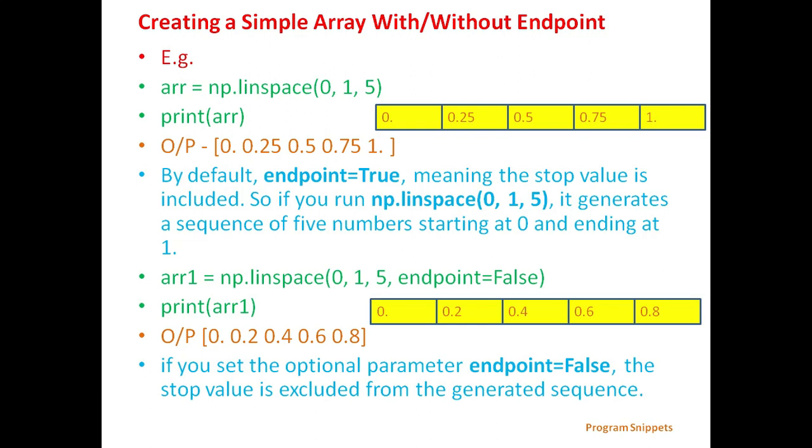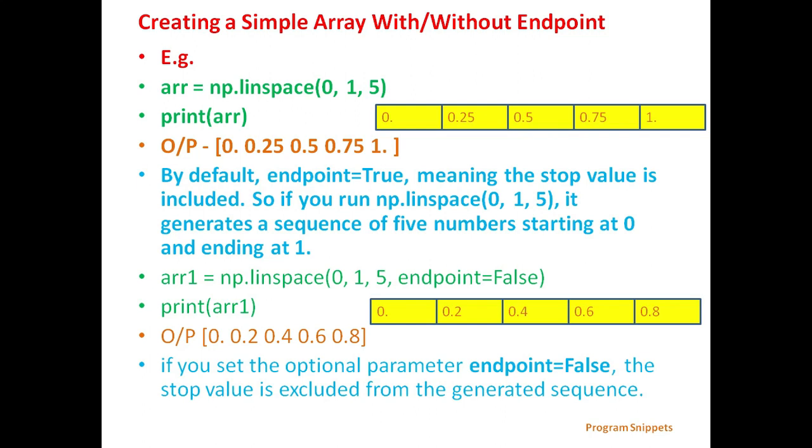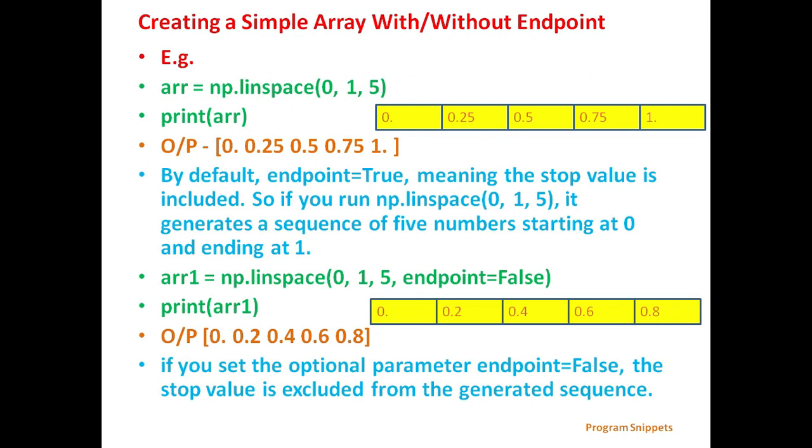Here we will see creating a simple array with or without endpoint. By default, the endpoint value is true, that is the stop value is included. So if we run the command np.linspace with 0, 1, 5, it will generate a sequence of 5 numbers starting at 0 and ending at 1. Since endpoint is true, 1 is included in the sequence. And if we give the command with endpoint equal to false, the stop value is excluded from the generated sequence. So when we give endpoint true, the last value is 1, and when we give endpoint as false, the last element will be 0.8 in the sequence.